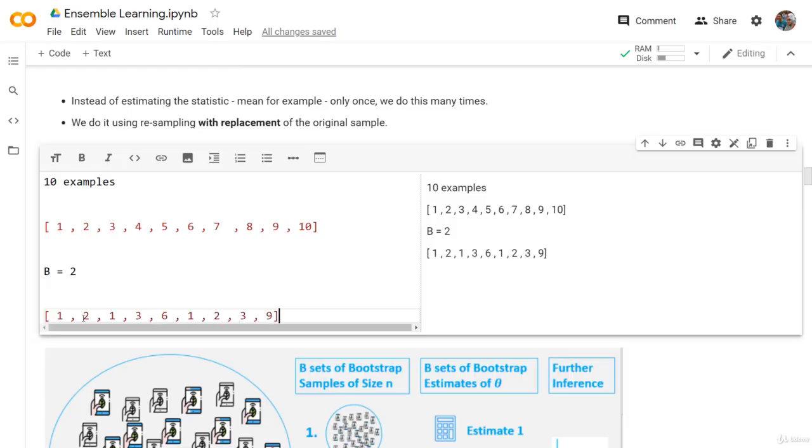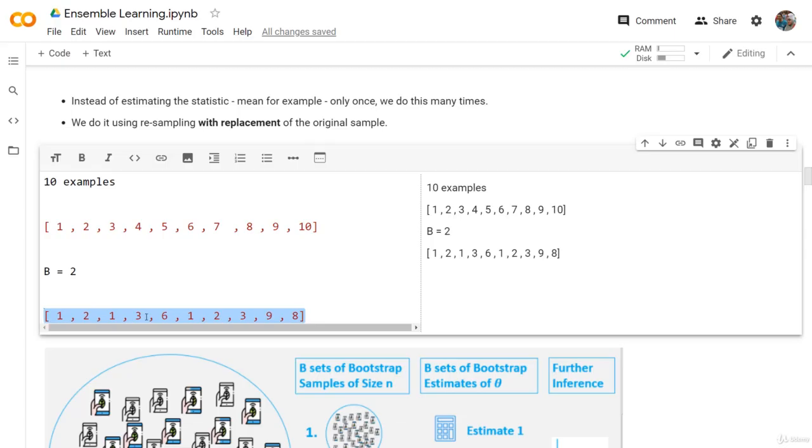So how many? 1, 2, 3, 4, 5, 6, 7, 8, 9. So we'll have here, let's say 8, right? So this is the new set. Okay, this is the bootstrapped sample, or the bootstrapped set. Okay, so we used replacement to have the same number of examples here and here. So here we have 10 examples and here we also have 10 examples, right?